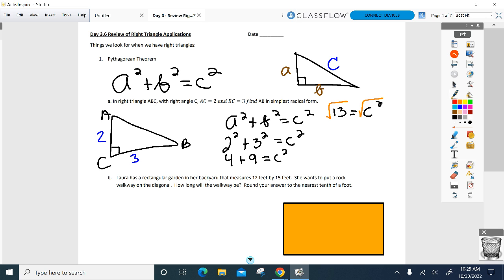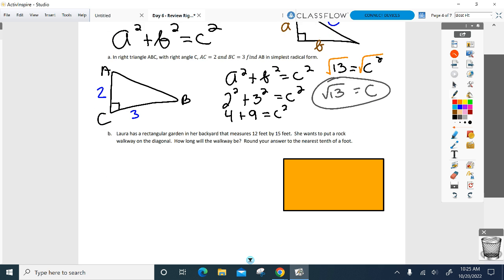Don't bother touching your calculator because the directions say simplest radical form. So leave it square root of 13. I don't want the decimal. Simplest radical form, square root of 13. Questions? All right, let's move on.